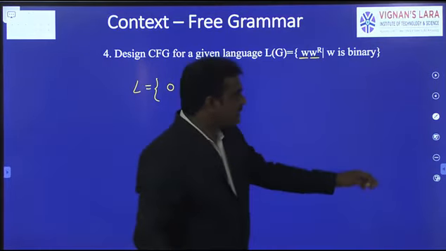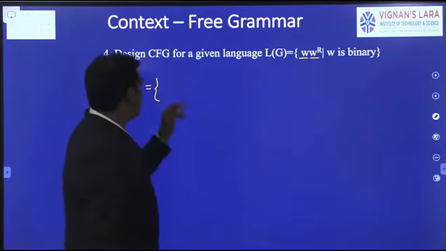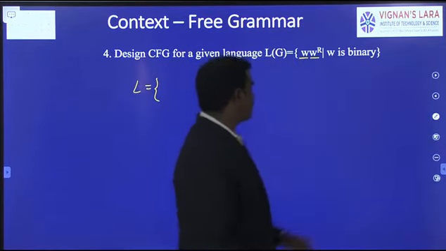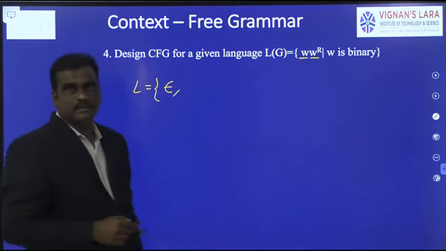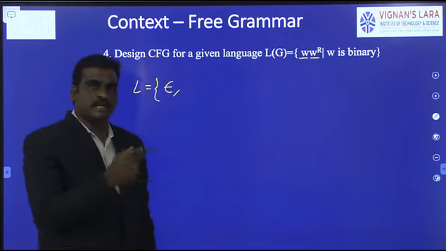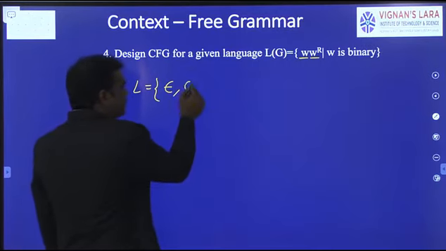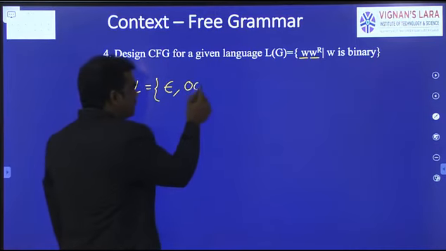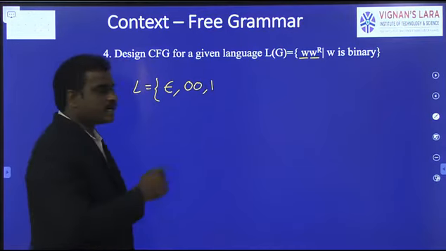Here the minimum string is epsilon only, because it is an even length. So it starts with epsilon, because W is epsilon, and the reverse is also epsilon. So the result is epsilon. For example, take W is 0, W power R: 0 reverse is 0 only. Take 1, 1 reverse is 1.